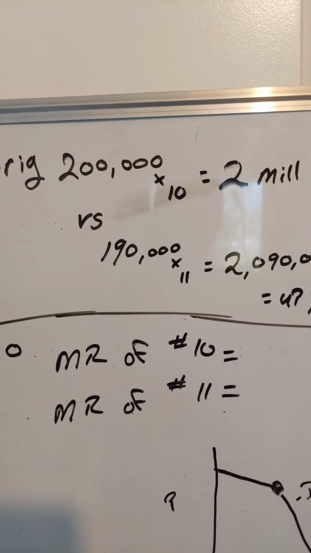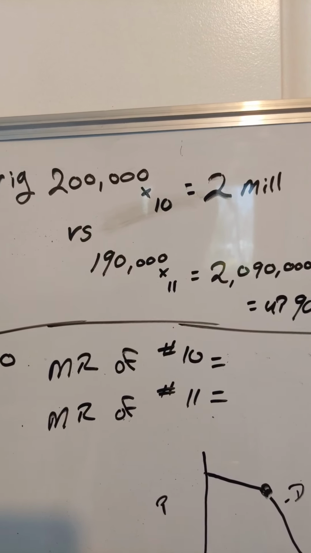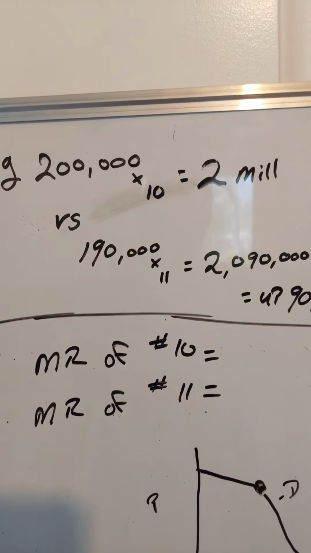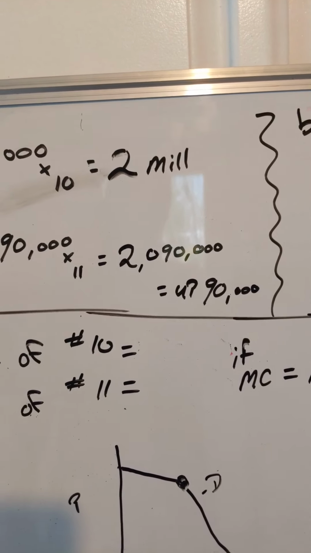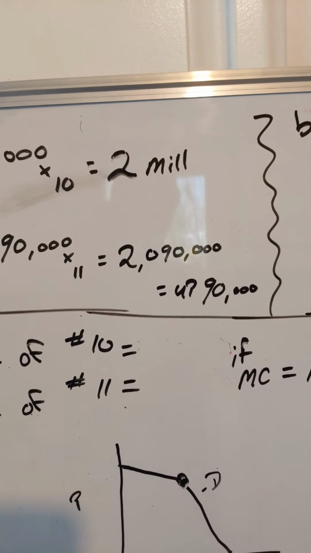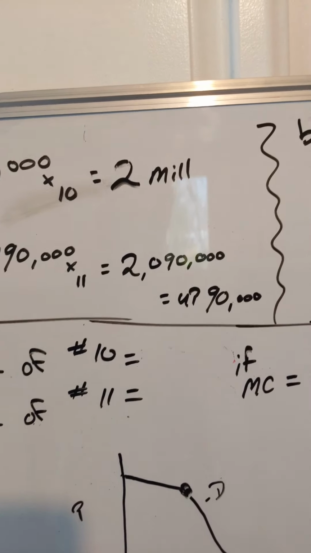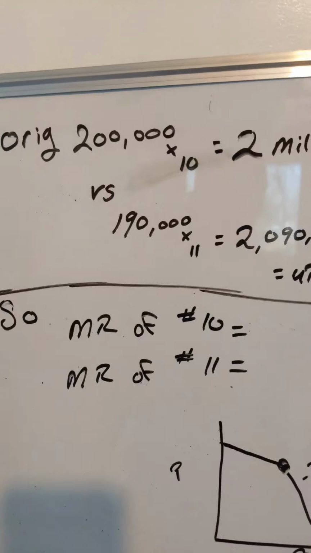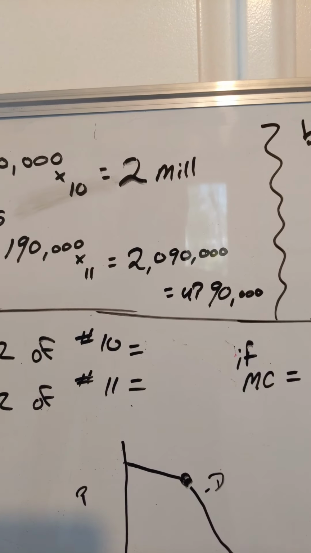That goes back to monopolies. So then you drop your price to $190,000 and you sell 11, and you get $2,090,000, which brings you up $90,000. Again, we don't know about cost, so we're not sure if that's a great decision or not. But that's your total revenue.